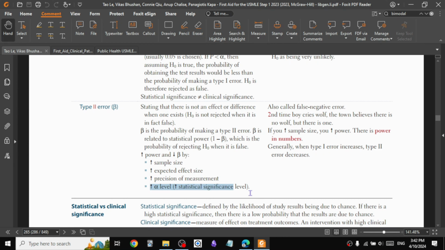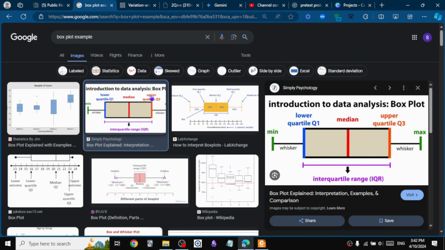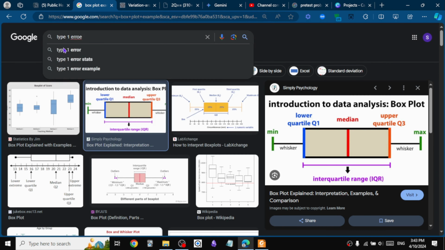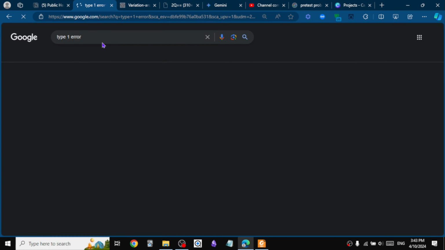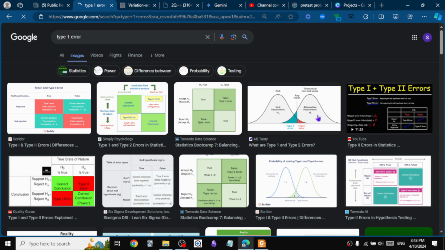Now, this is where it's important, the trade-off I was talking about, increasing the alpha level. Increasing the alpha level, how does it increase the power? And that's the question. I have the explanation here, but I want you to look at the plot for type 1 errors. Similar to what we had with sensitivity and specificity, right?